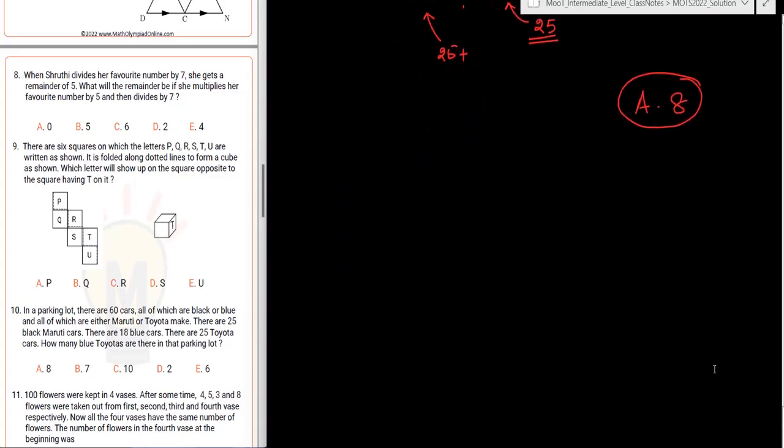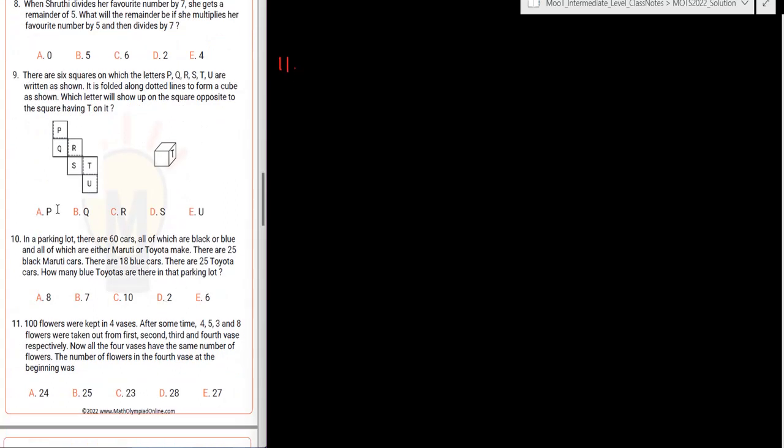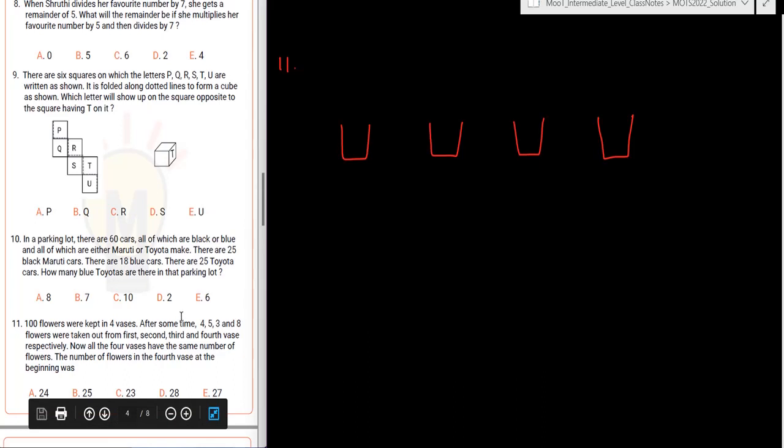All right, moving on to the next problem. Problem number 11. 100 flowers were kept in 4 vases. After some time, 4, 5, 3 and 8 flowers were taken out from the first, second, third and fourth vase. So let me mark the vases. 1, 2, 3, 4. There are 4 vases. All right. 4, 5, 3 and 8 flowers were taken out from the first, second, third and fourth vase. Now all the 4 vases have the same number of flowers. The number of flowers in the fourth vase at the beginning was... a very nice problem.